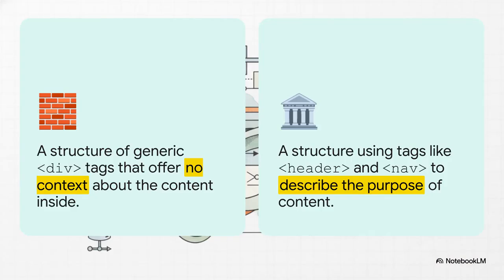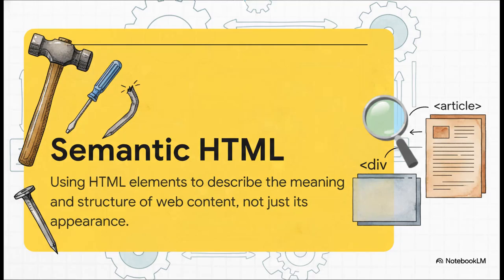And this slide just nails the difference. Look at the left. That's the div soup. It's like a pile of bricks. A machine looks at that and has no clue what it's supposed to be. But on the right, that's the blueprint. It's a house. It has a header, a navigation bar, a main area, a footer. The browser gets it instantly. It sees the foundation, the walls, the roof. It understands the purpose.